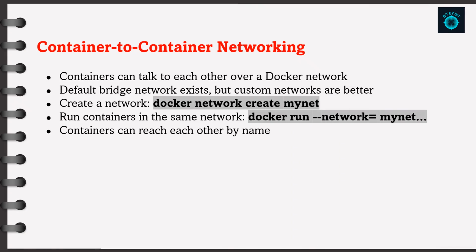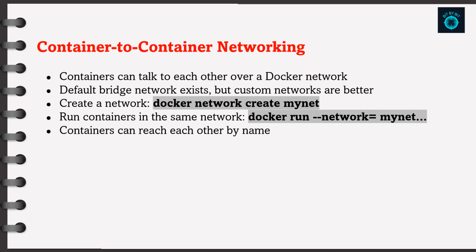Container-to-container networking. Sometimes one container needs to talk to another. For example, a web application container might need to connect to a database container. By default, Docker provides a bridge network, which allows containers to communicate. But for real projects, it's better to create a custom network because containers can then discover each other by name, making things easier to manage.